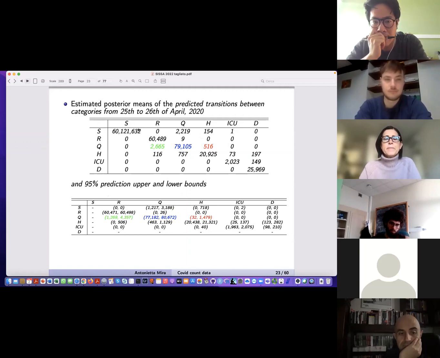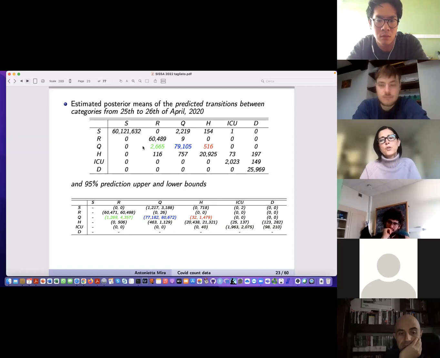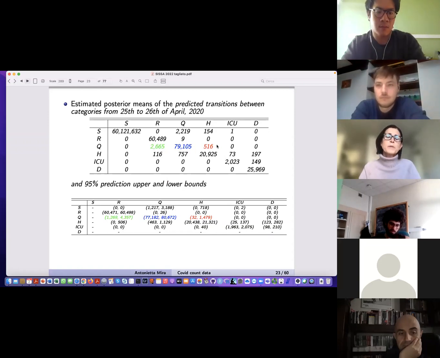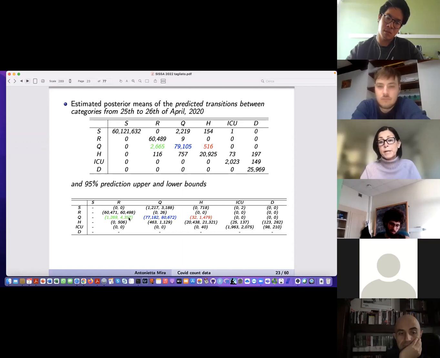Moreover, we can also estimate the transition probabilities or the transition counts from each category to all the others. For example, let's focus again on the Q row. This is the prediction from the 25th of April to the 26th of April, so one day ahead. And we predicted that of those in quarantine, about 2,665 recovered, 516 were hospitalized, and the remaining stayed quarantined. Not only do we have point estimates, we also have credible intervals because we are Bayesian and we can produce 95% prediction credible intervals. For quarantine, you see them here.